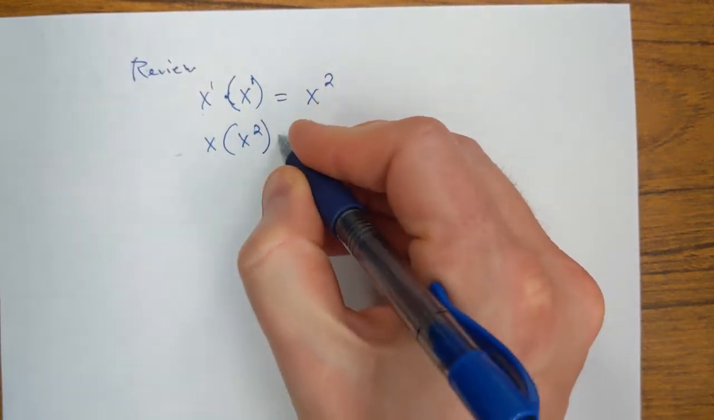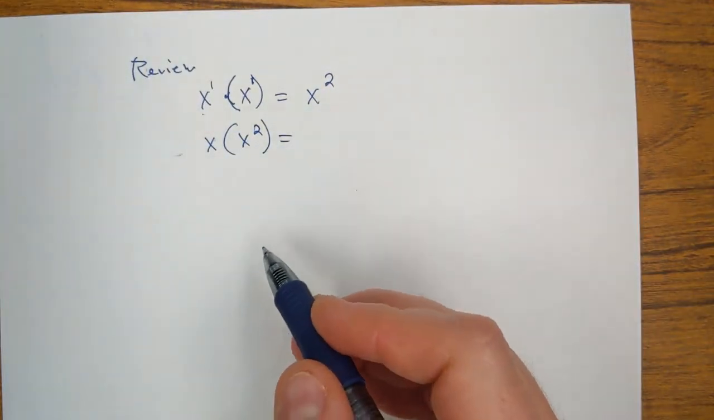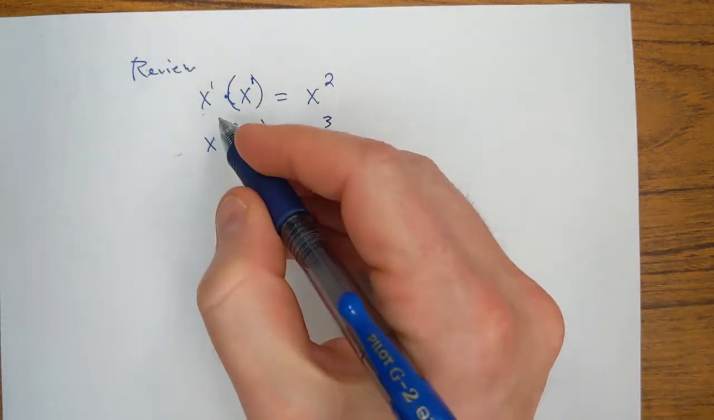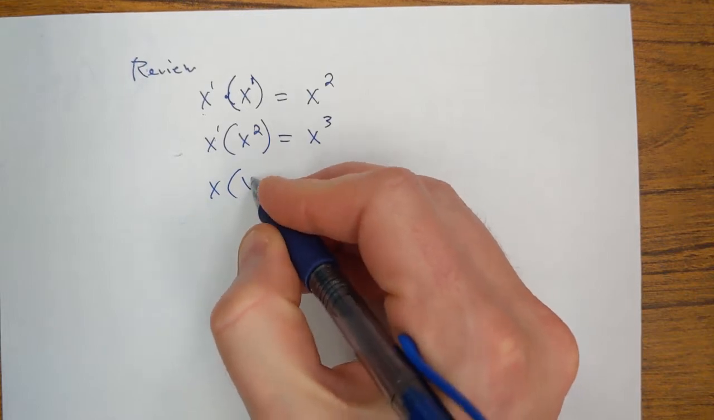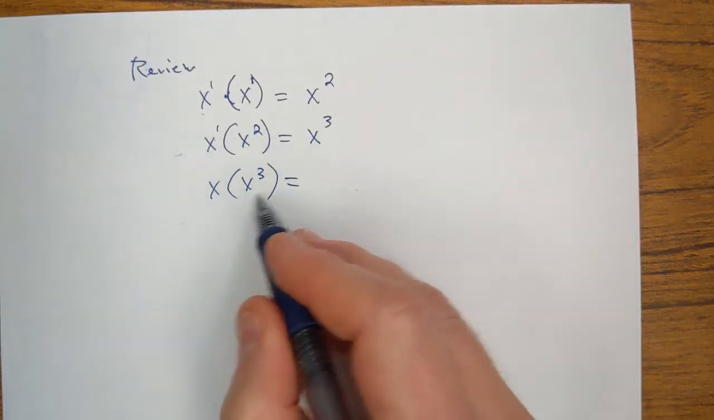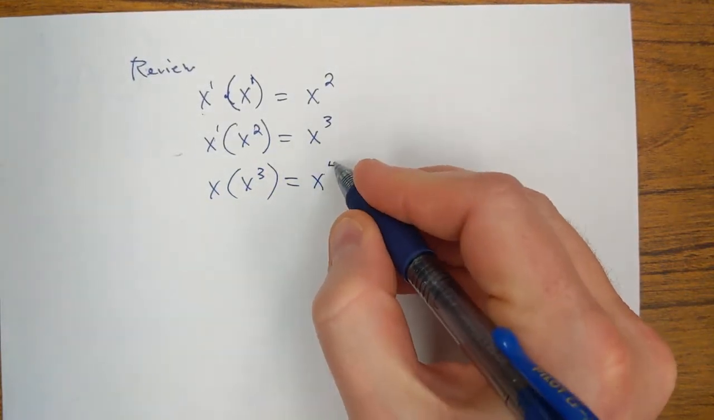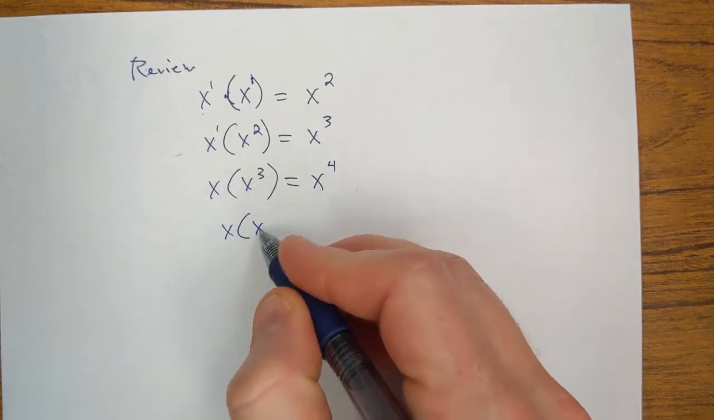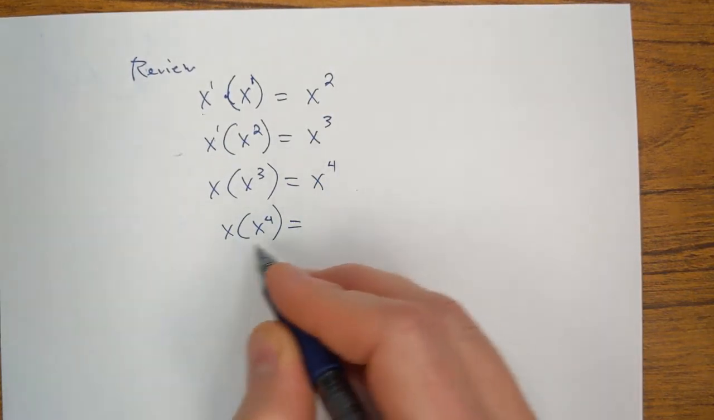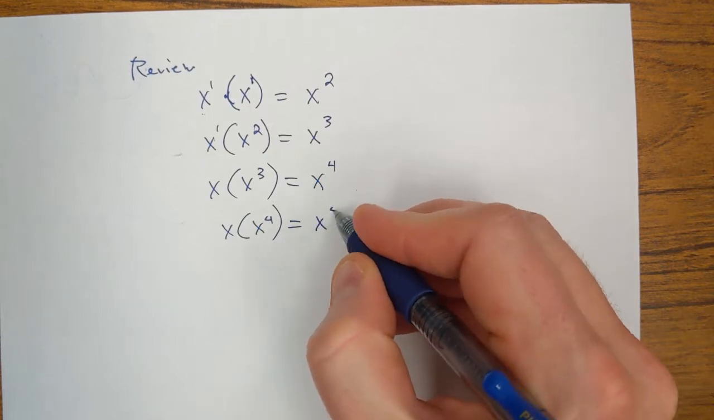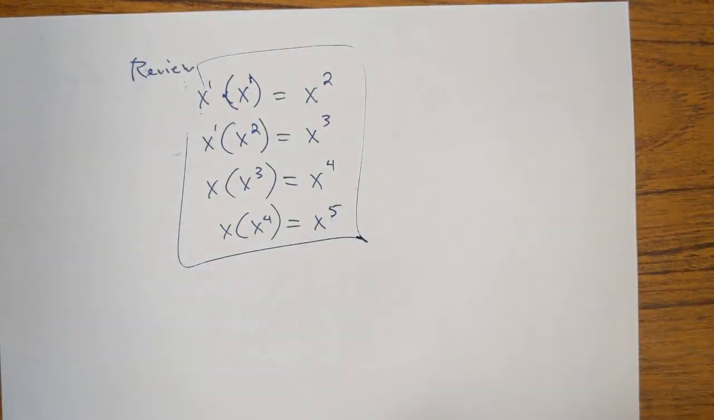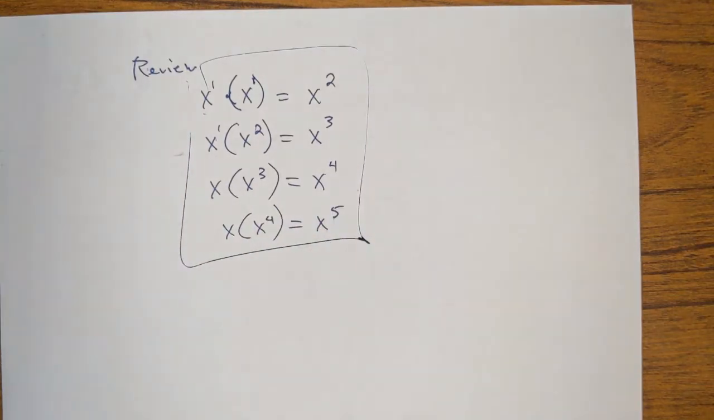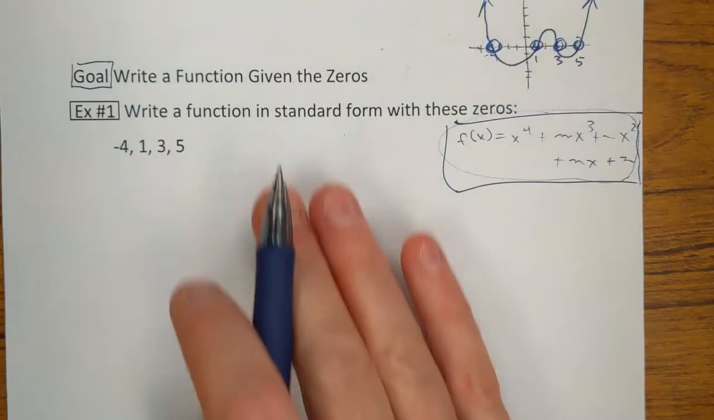Now, you can keep going with this. If you took x times x squared, that would bump up the degree: 1 plus 2 is equal to 3. x times x to the third would bump this up 1 degree, making it x to the fourth. x times x to the fourth would bump this up 1 degree, making it x to the fifth. So that's a quick review on how to multiply these variables together, and it's going to show up time and time again today. All right, so let's jump into this example.